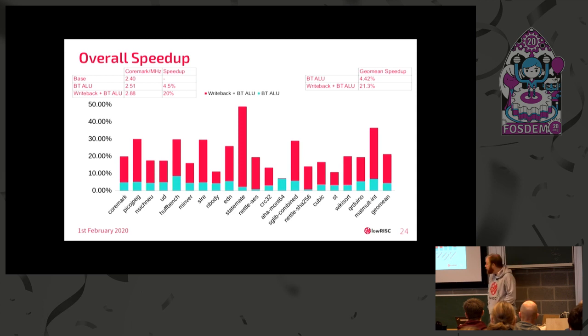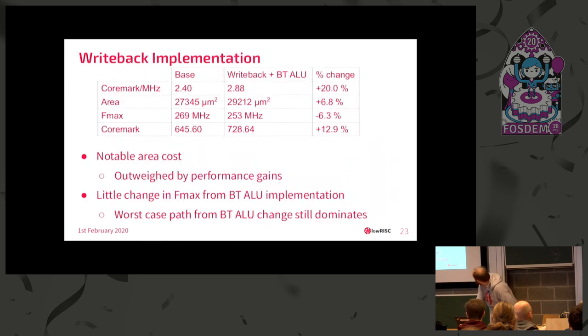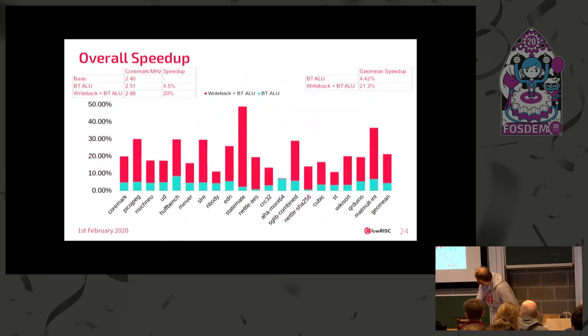So I think that's a really quite significant gain in performance for 7% area, which seems like a pretty good deal to me. Obviously, it doesn't affect all benchmarks equally. Not all benchmarks are memory or branch bound. I think some of these benchmarks in particular are using, say, a lot of multiplies. So that is what's slowing you down now.